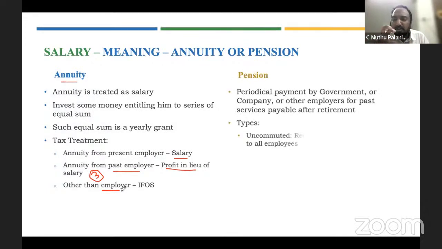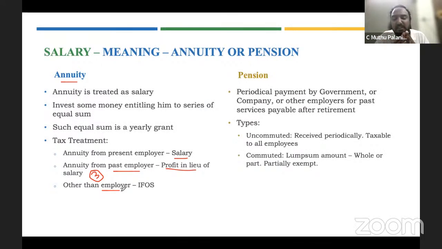So what is pension? Pension is also a similar thing, just that it will be directly paid by the government or the relevant employer. So there is no anyone else. So this person will be paying only after retirement. There are 2 components of pension. One is called uncommuted. Another is called commuted. When you say uncommuted, it's a periodical payment, monthly payment. This monthly payment is taxable to all employees.